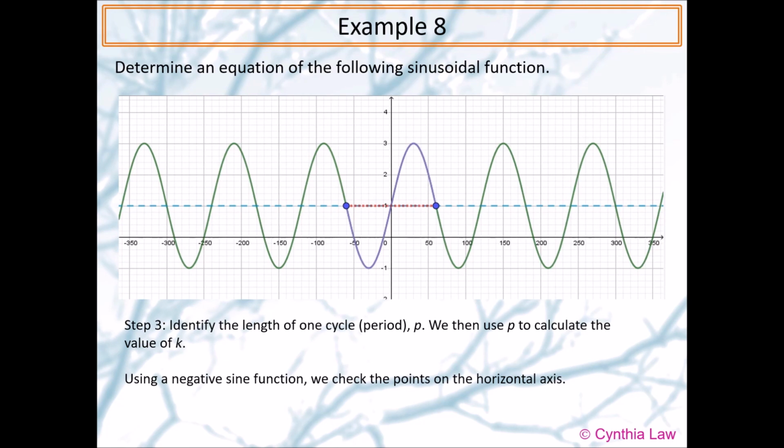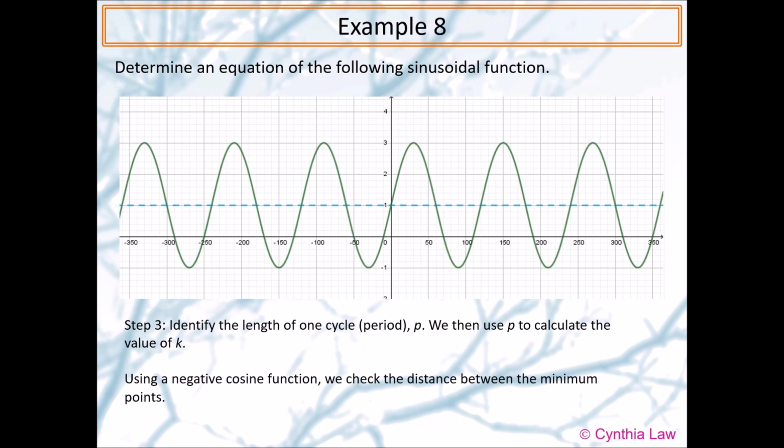This part of the sine function is negative, and we start from the negative side of the x-axis. When we calculate P, we have 60 subtracting negative 60, which gives us 120 again. So the value of K would still be 3.